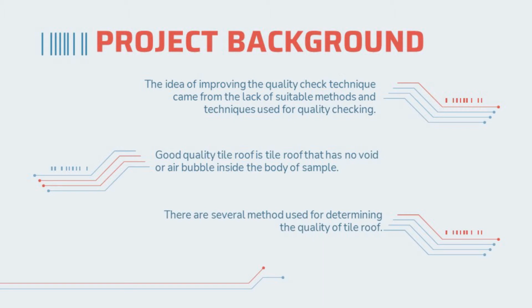The idea of improving the quality check technique came from the lack of suitable methods and techniques used for quality checking. A good quality tile roof is a tile roof that has no void or air bubble inside the body of the sample. There are several methods used for determining the quality of tile roof.